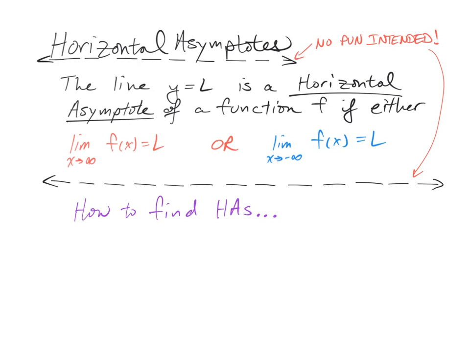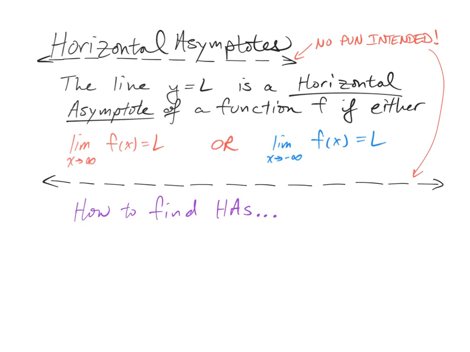Horizontal asymptotes. The definition in calculus of a horizontal asymptote is: the line y equals L is a horizontal asymptote of a function f if either the limit as x approaches infinity of f of x equals L, or the limit as x approaches negative infinity of f of x equals L. And this definition resembles pretty well what horizontal asymptotes would be if you go back to the last lesson. It is very similar to the definition for vertical asymptotes.